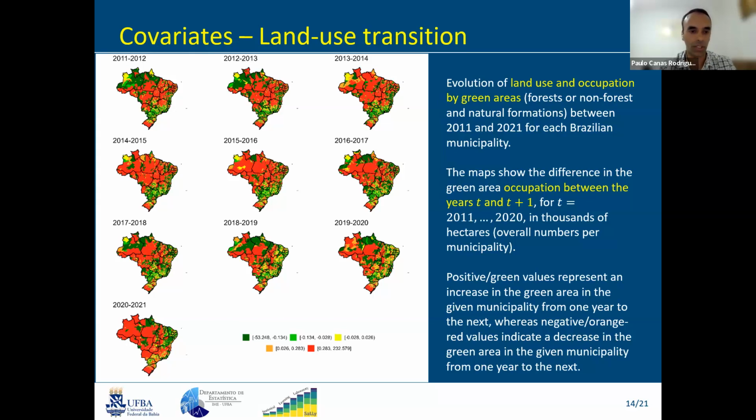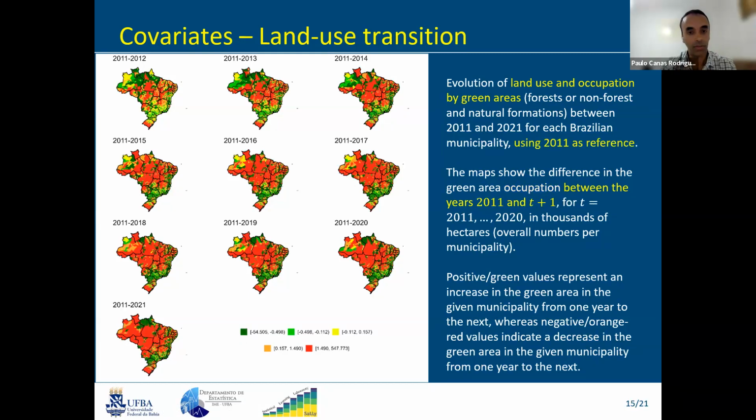Okay, so we can see that some plots are worse than others. We can see that from 15 to 16 there is a lot of red, also 16 to 17, 20 to 21 there is a lot of red, especially here in the Amazonian and Pantanal. So this is more or less what this looks like.